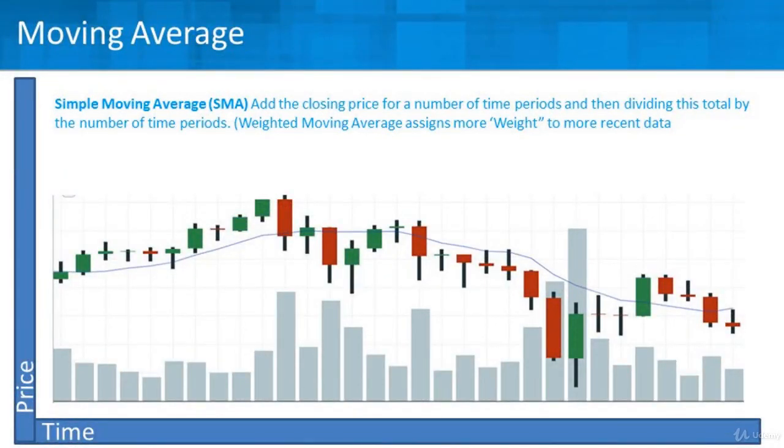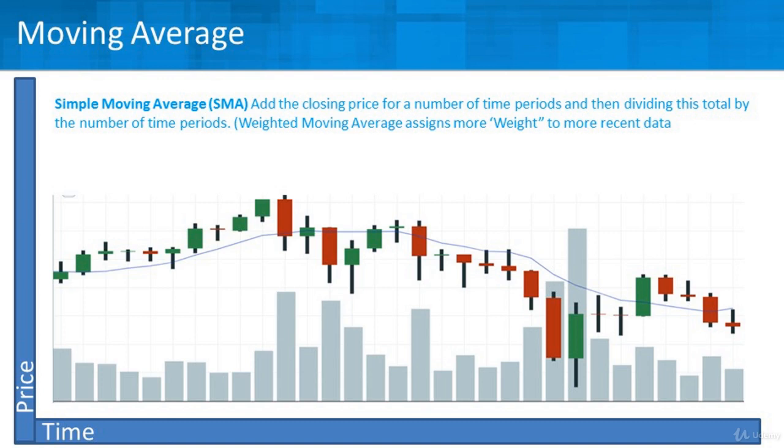So here is the chart that we were looking at before to keep consistent with the price and time. And this is a simple moving average that we're looking at here. You can see the line that's being drawn through here. We've got our candlesticks, and you can see there's this line that goes through. That is an SMA, or simple moving average.